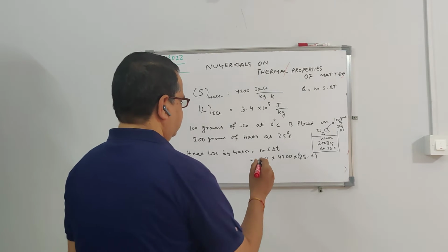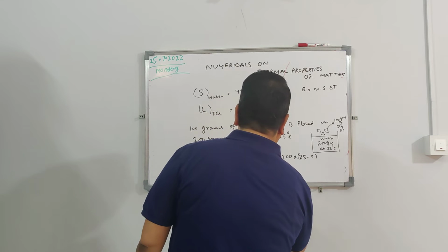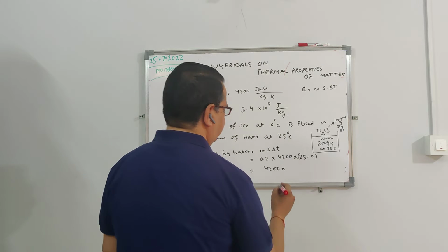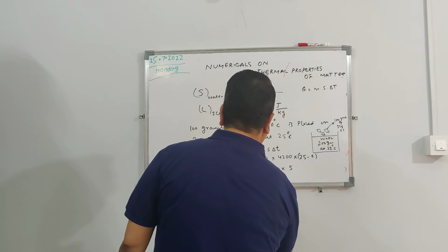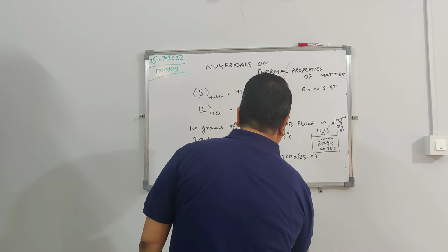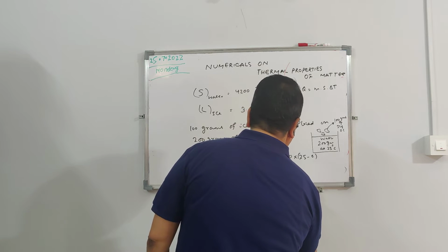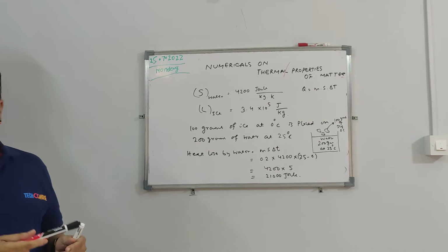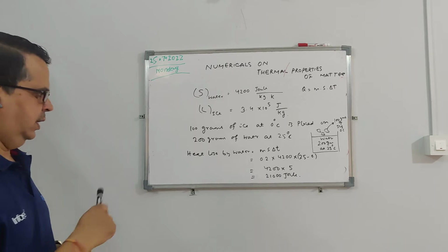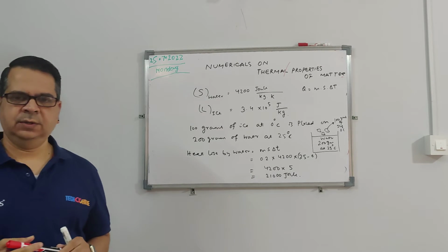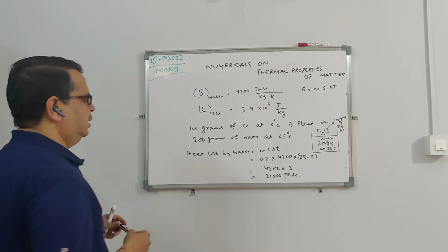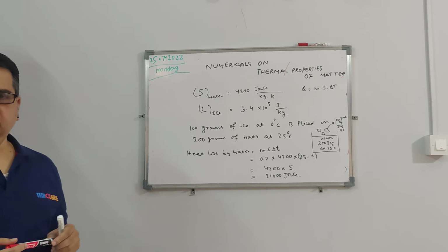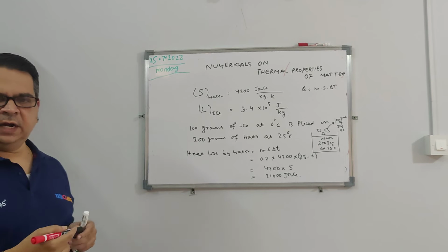Okay, so 4200 into 25, into 0.2 is 5, so this is 21,000. This much heat is lost by water when it gets cooled from 25 to 0. Okay, now the question is, with this much heat, how much ice will get converted? Ice will get melted.